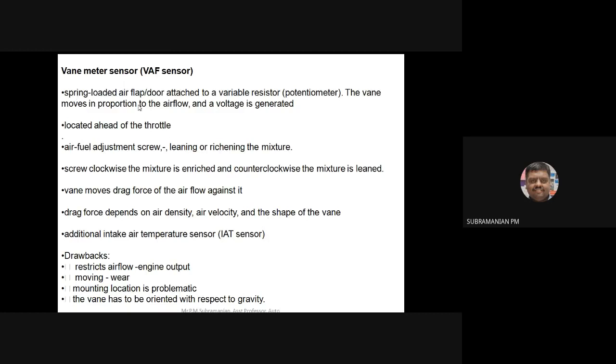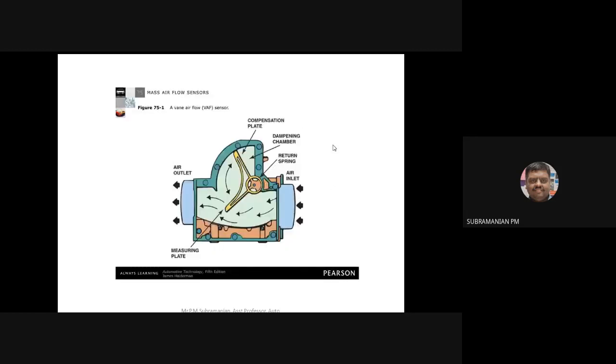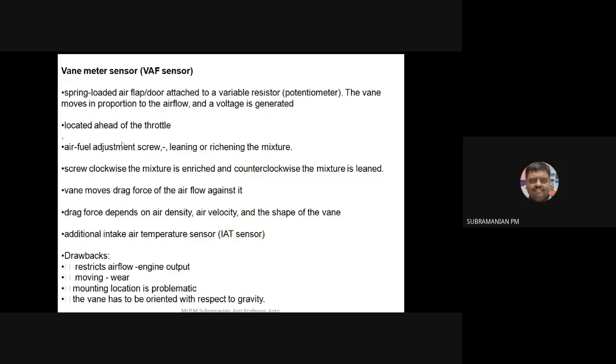Okay. So see, that's a spring-loaded air flap. I have shown in the sketch, you know, that it is a spring-loaded air flap. And already I told you, it is connected to a variable resistor. That is a potentiometer. And the vane will be moving according to the airflow. Okay. So the vane will be moving according to the airflow. The potentiometer will be generating a voltage, okay? So I am correlating both, okay? So this is the main thing I want to discuss.